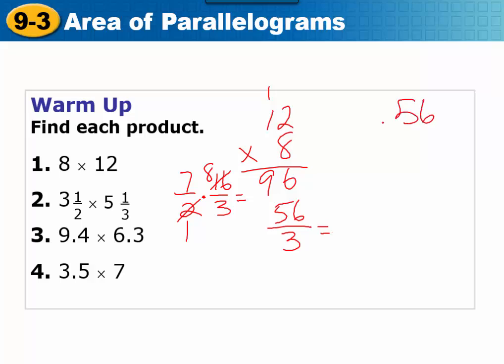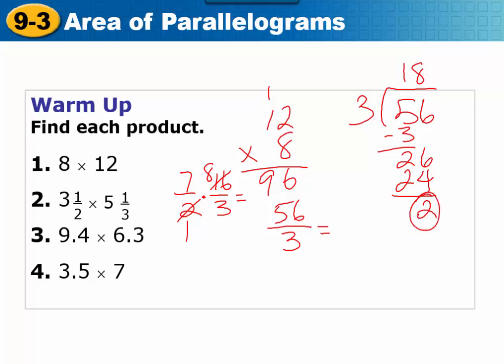So we come over to the side and we do our division. 3 goes into 5 one time. We end up with 2 left over. We bring our 6 down. 3 goes into 26 8 times. We get 24, we get 2 left over, and because we're working with fractions at this point, since I ran out of numbers, I stop. My leftovers become our numerator, and the number that we're dividing by becomes our denominator. So this simplifies to 18 2/3.